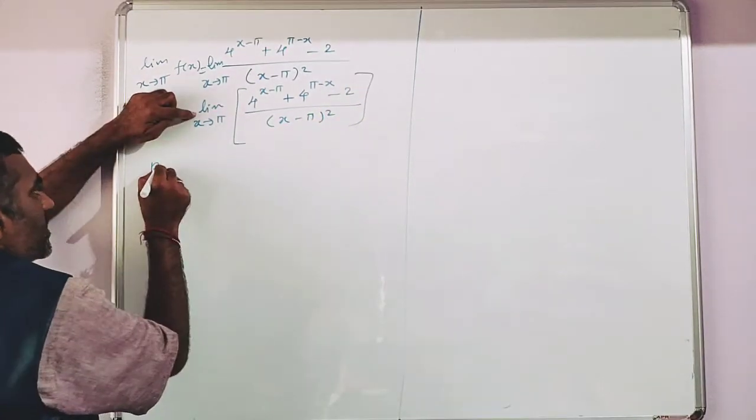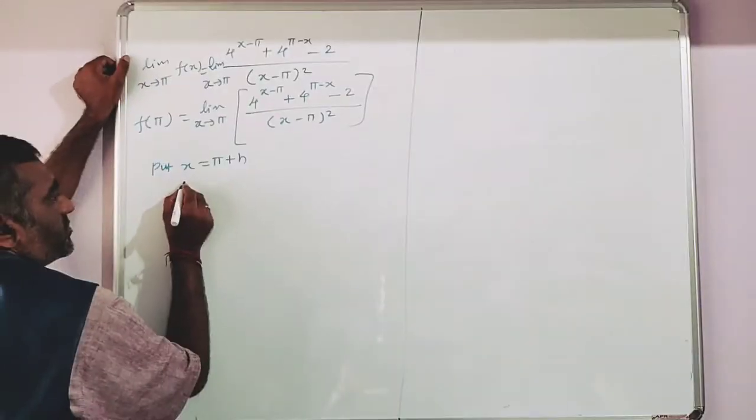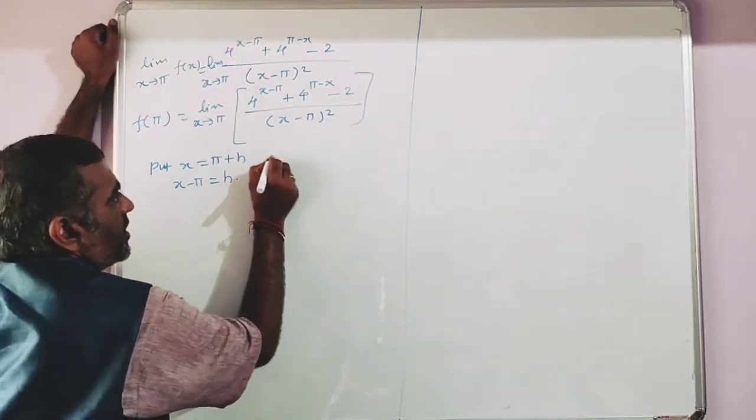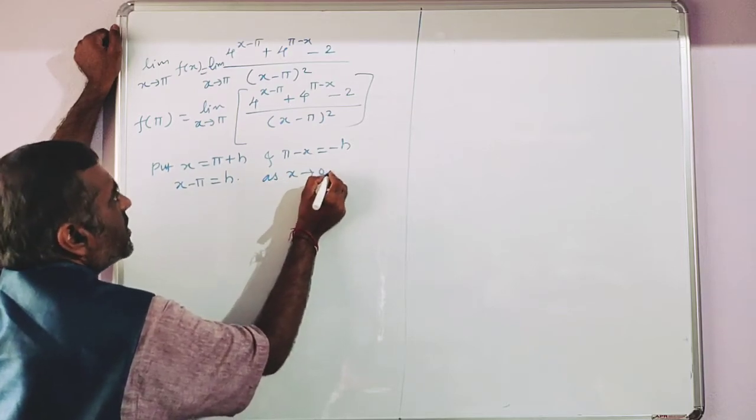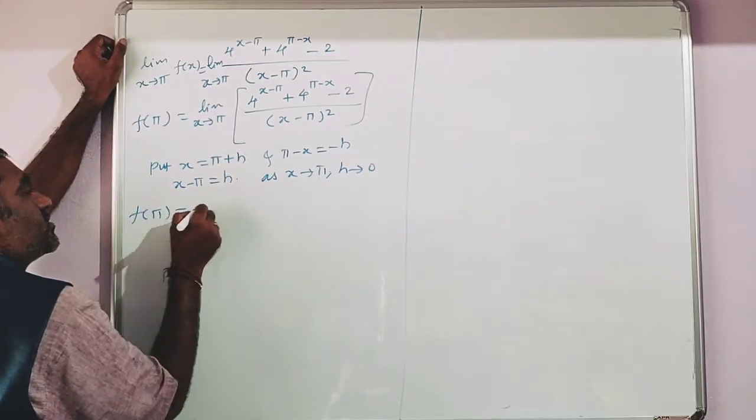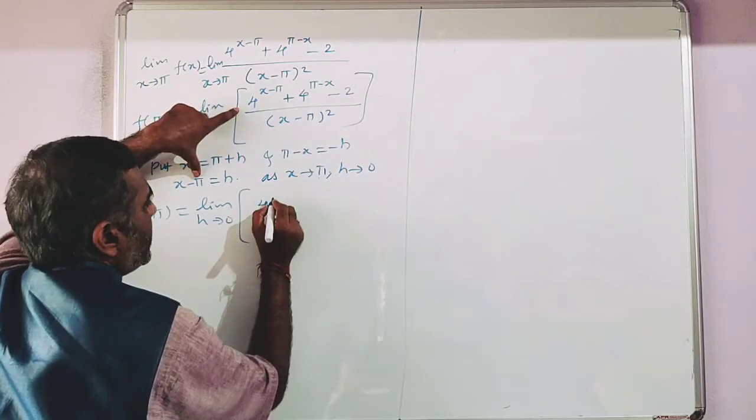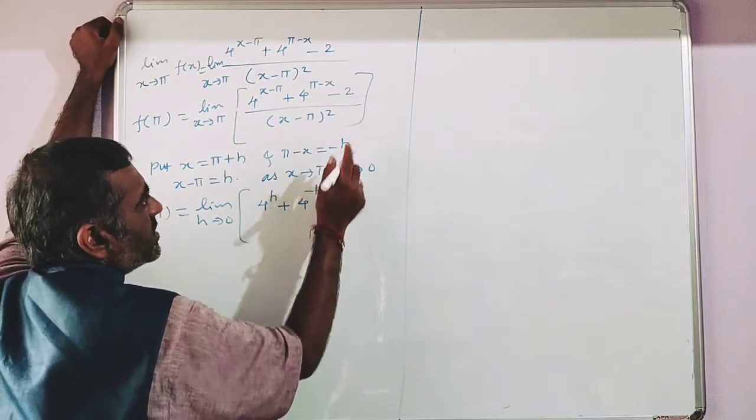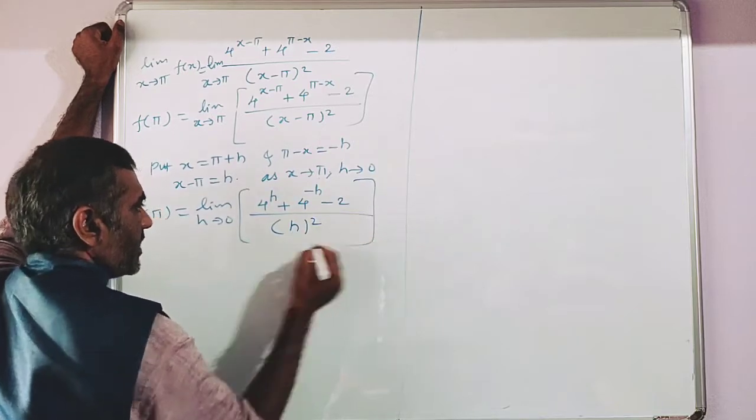Use the substitution method. We want x minus pi, so put x minus pi equal to h, and pi minus x is equal to minus h. As x tends to pi, h tends to 0. Therefore f of pi is equal to limit as h tends to 0 in bracket 4 raised to h plus 4 raised to minus h minus 2 upon h square, bracket complete.